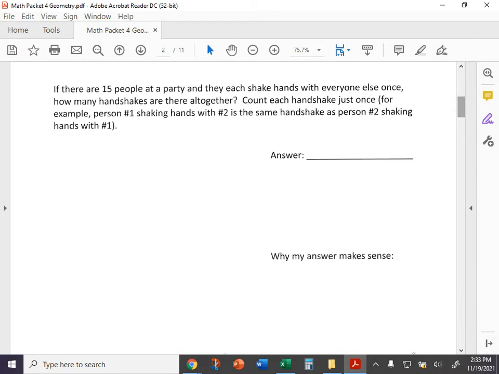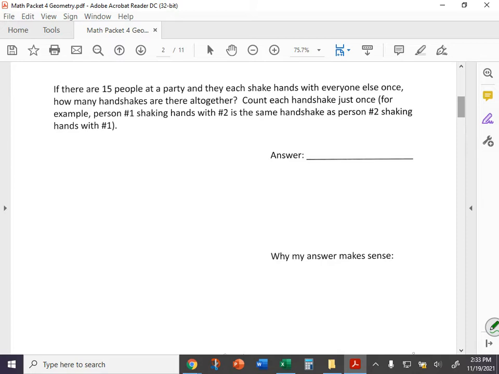If there are 15 people at a party and they each shake hands with everyone else once, how many handshakes are there altogether? This is a classic math question. Did I just admit you could probably Google this? I think I just did. But how many handshakes are there total if 15 people each shake hands with each other person once?